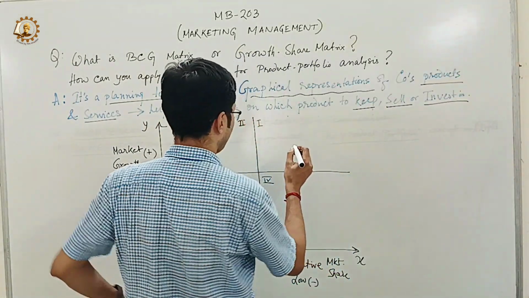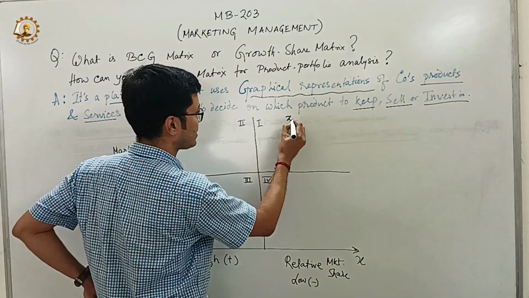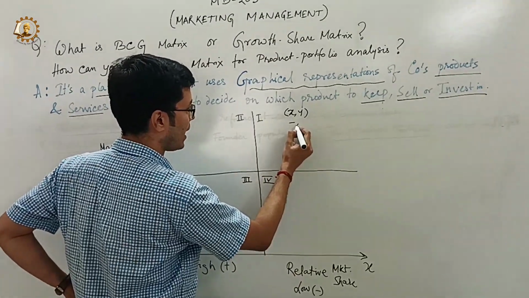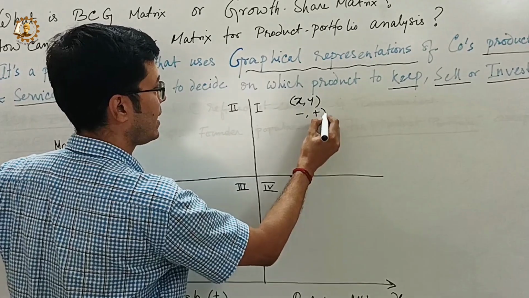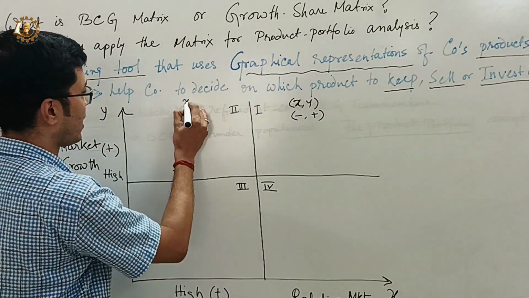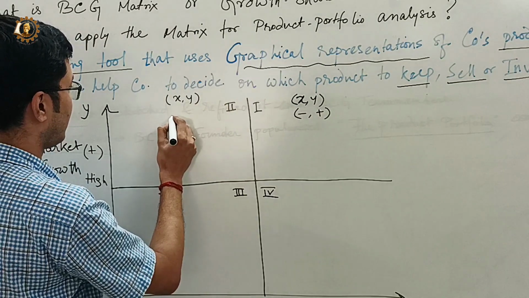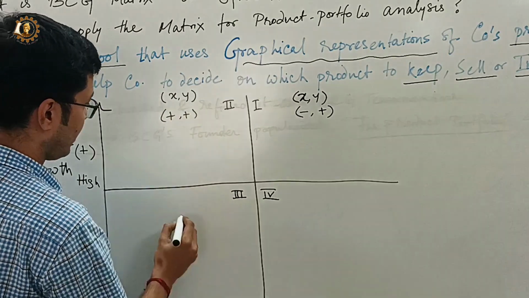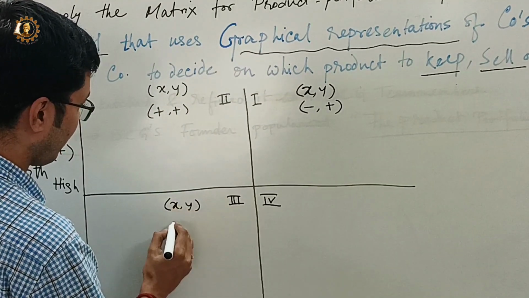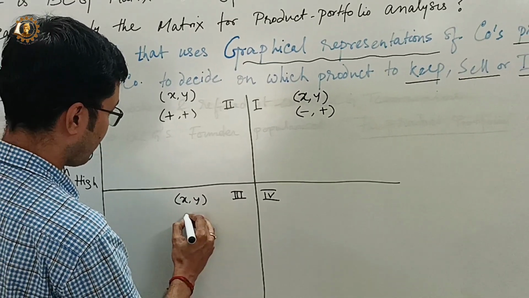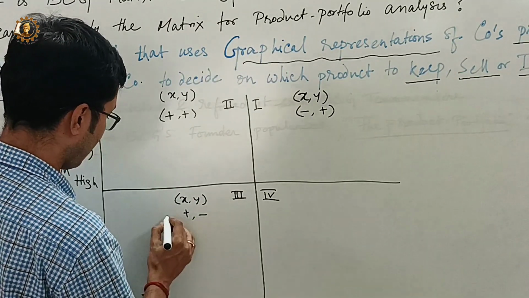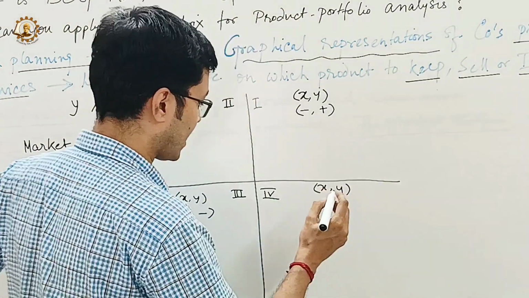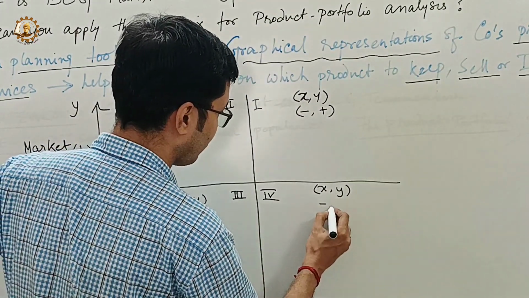Here it is xy. The value of x is minus, that means low, and the value of y is plus, right? So here also xy, the value of x is plus, the value of y is also plus. Here in xy, you have the value of x which is plus and the value of y which is minus. Here in xy, we have the value of x which is minus and the value of y which is plus.